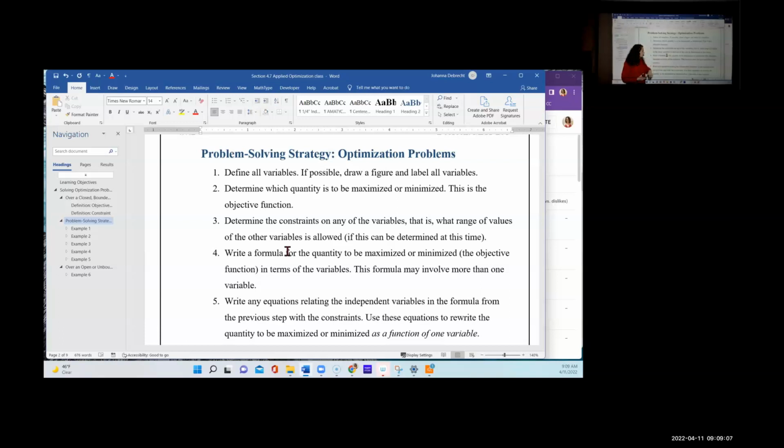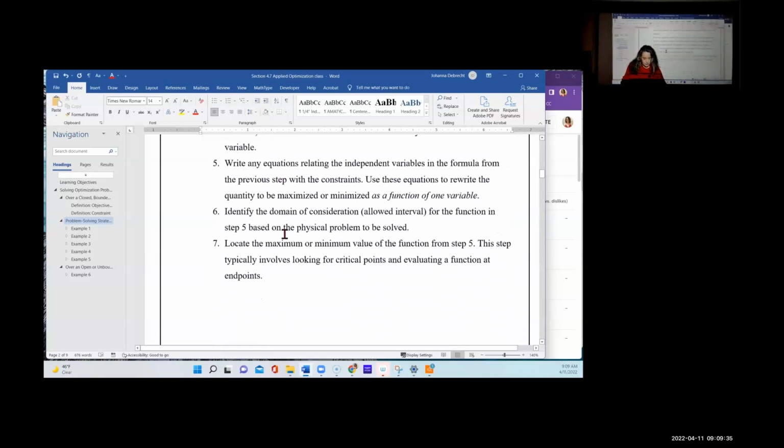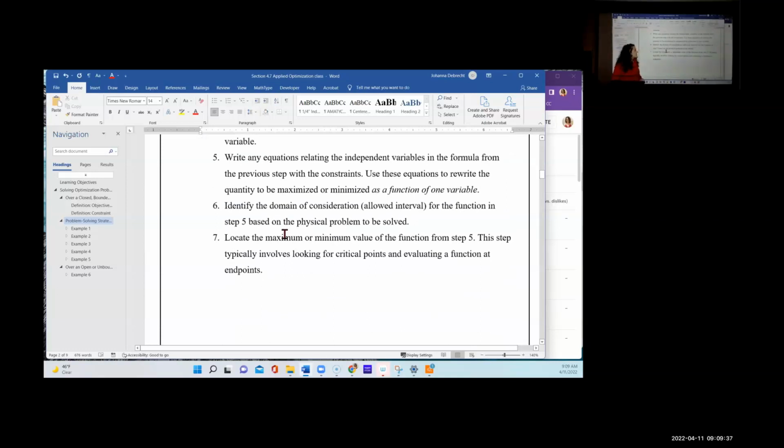And then you're going to write a formula that relates those variables to the one that needs to be optimized. Then you're going to take the equations relating the independent variables in the formula from step 4, look at the constraints, and use the constraints to replace some of the variables until you get a function of one variable, well, 2 variables, the one you're trying to optimize and one other. So you're trying to rewrite the equation in terms of just 2 variables or one independent variable.